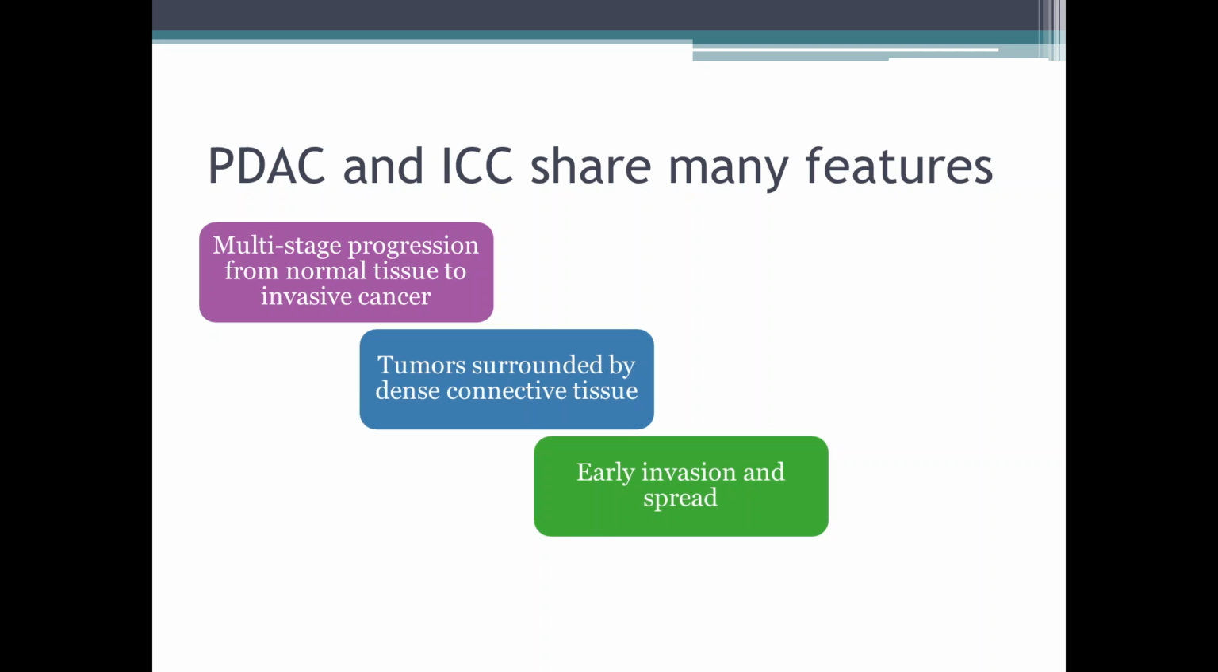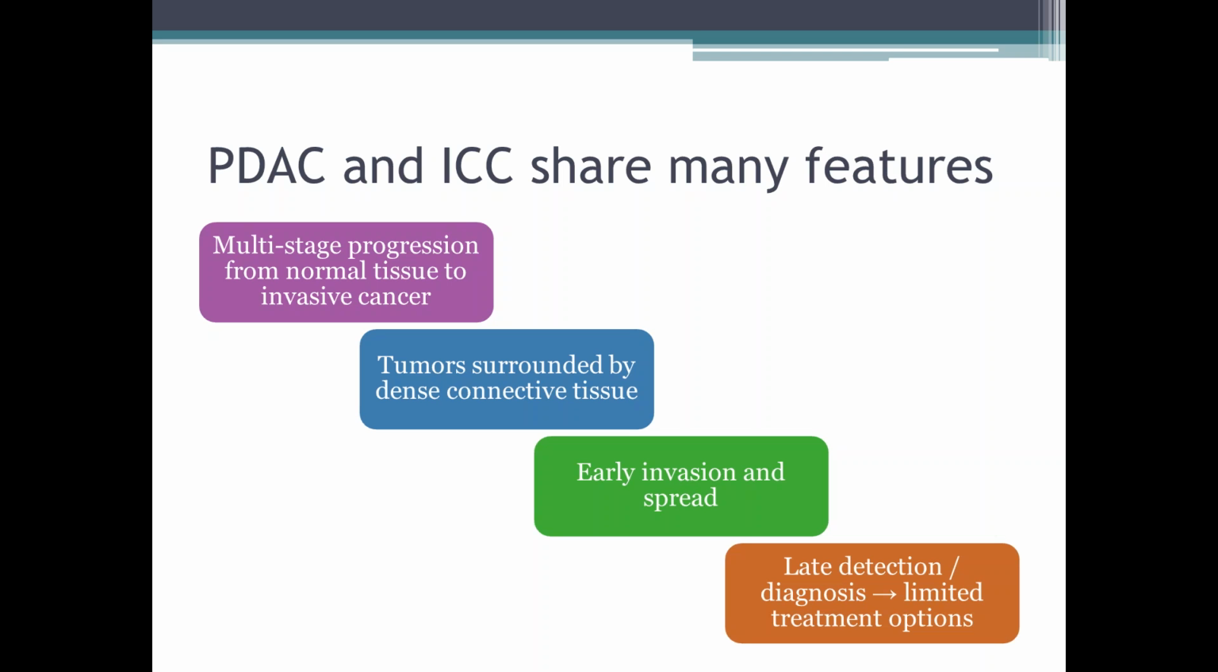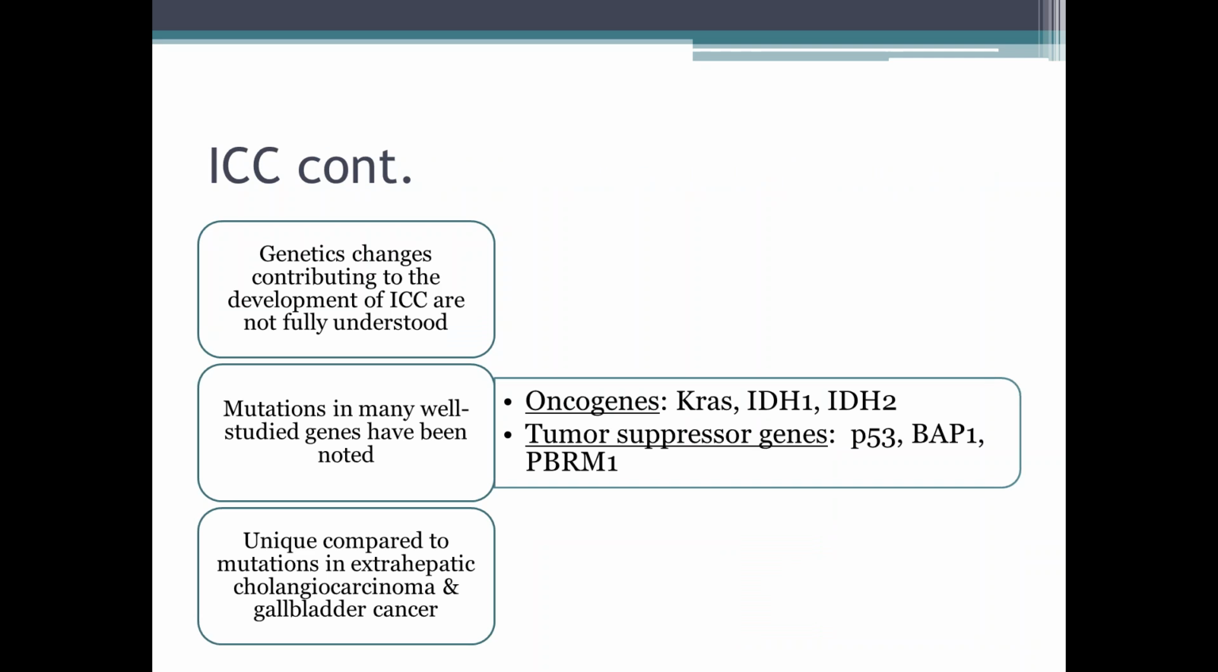Both of these malignancies often have early invasion into tissue outside of where they start, and distant spread. And finally, at least right now, detection of these diseases tends to be late, and sometimes that limits our treatment options. So given the similarities between PDAC and ICC, we would think that a GEM for ICC would be effective, given that PDAC has had such effective GEMs.